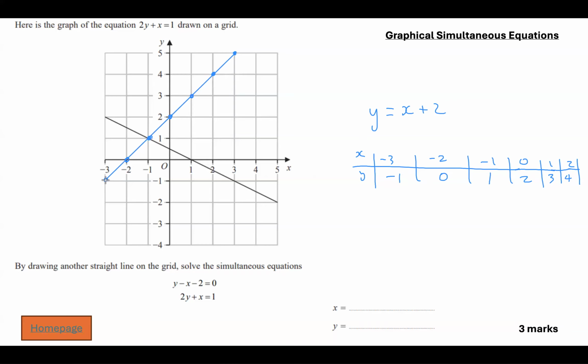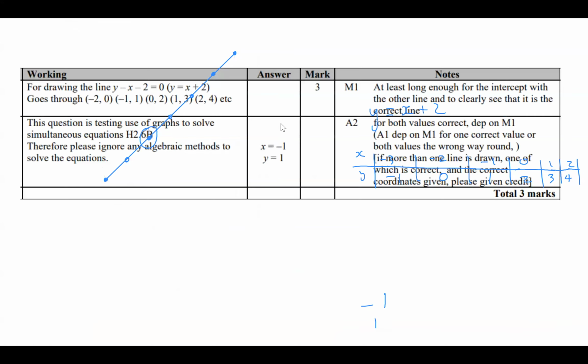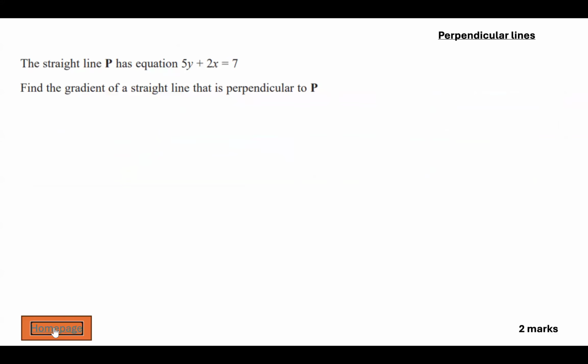And then it says, by drawing another line, solve the simultaneous equation. We're looking for the point of intersection. So we get x is -1, and y is 1. Is this correct? Yes, it is in fact correct. All right, if we go back to the home page here.